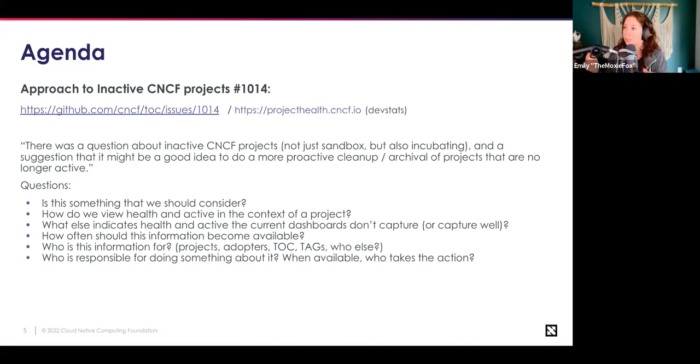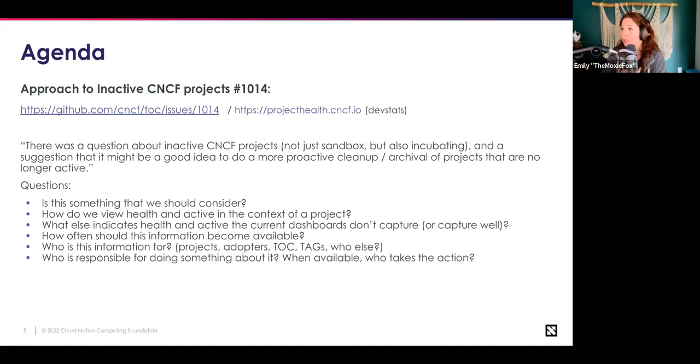I think badging is very interesting. It allows us to provide better visibility and transparency to potential adopters around the state of the project. There may be some adopters that don't necessarily weigh maintainer diversity very high. They just want to ensure that it's active and it's moving forward.